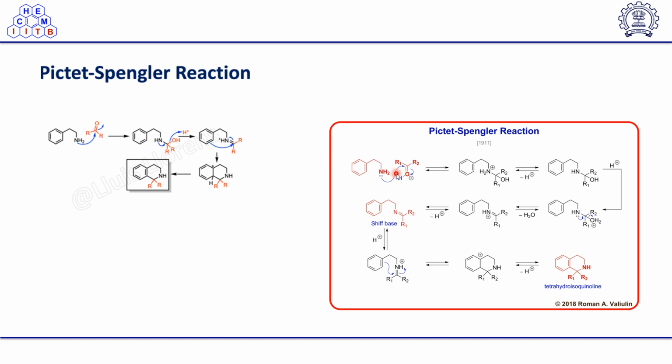So here what is given is first the iminium ion formation and then the deprotonation to get this amino alcohol type of compound. Then again protonation of this hydroxyl group and elimination of this water molecule to get this iminium ion. And then deprotonation to get this Schiff base. And then what will be happening? This bond will attack at this carbon center and this will go to here to get this corresponding ring closed product. Then deprotonation will give this tetrahydroisoquinoline type of derivative. So this is known as the Pictet-Spengler reaction.